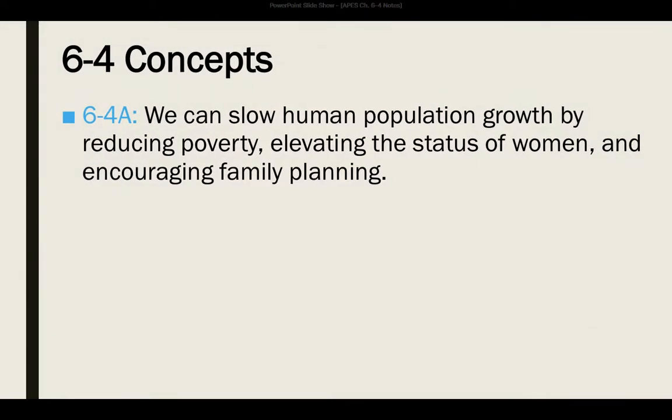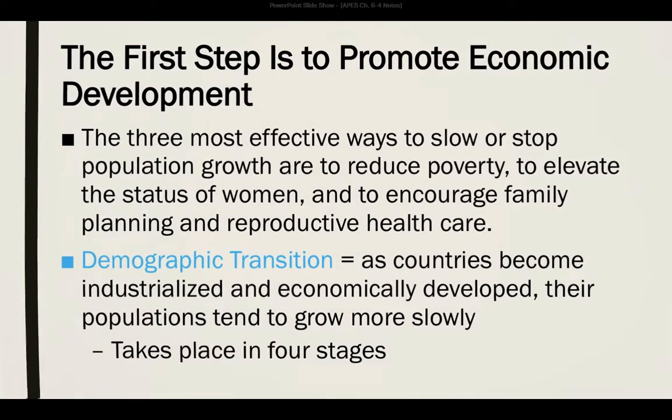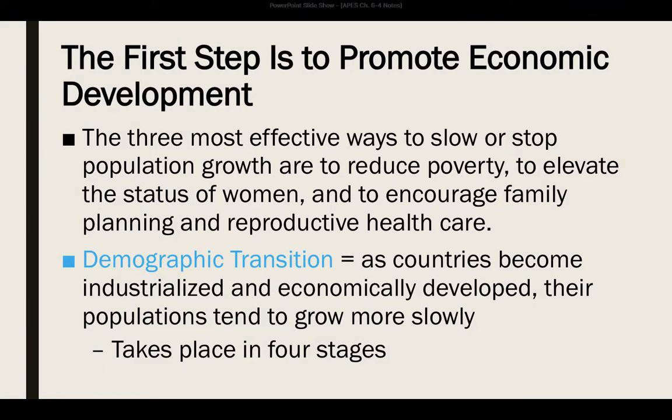For this section, there is one key concept. We can slow human population growth by reducing poverty, elevating the status of women, and encouraging family planning. The first step is to promote economic development.